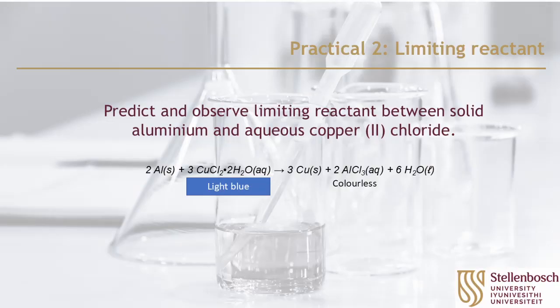The excess reactant is the reactant that is left over at the end of the reaction, and the limiting reactant is the one that is completely used up during the reaction. Now this is important because the limiting reactant is what you use to determine the amount of product that forms. You will be able to monitor the reaction's progress by evaluating the color change occurring in your beaker as well as the formation of solid copper.